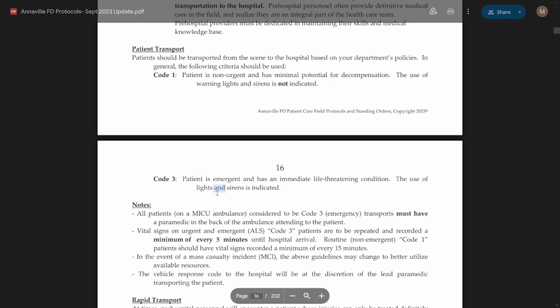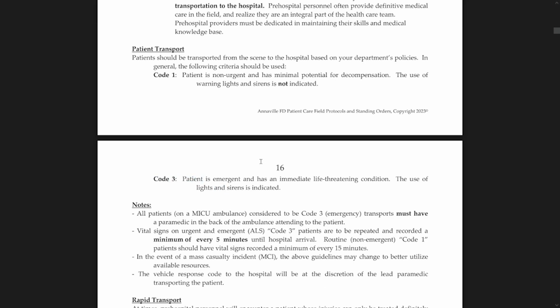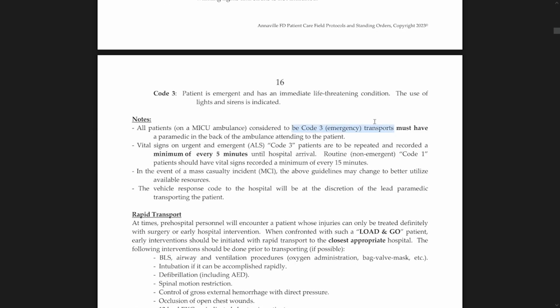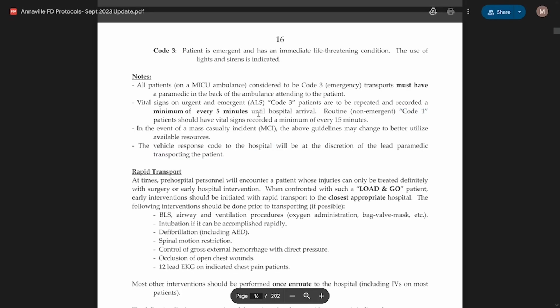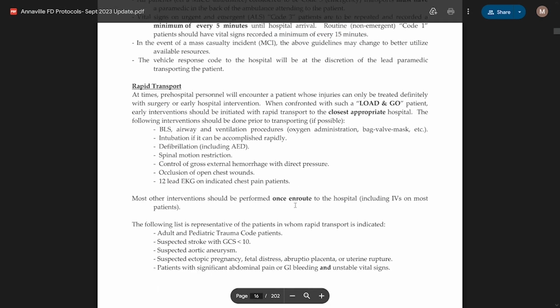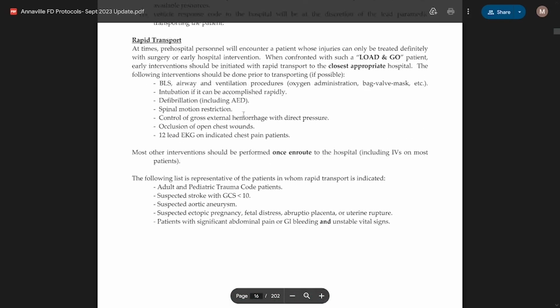Code 3 patients, we're going to have lights and sirens. This is for life-threatening emergencies where we think our patient could potentially die or lose a limb or something along those lines. We're going to have lights and sirens going on the whole way to the hospital. For these patients, if we're going code 3, for Annaville at least, we must have a paramedic in the back. We want to check vital signs at a minimum every 5 minutes until we get to the hospital if we're going code 3. However, if we're going code 1, the minimum should be about 15 minutes whenever we reassess vital signs.